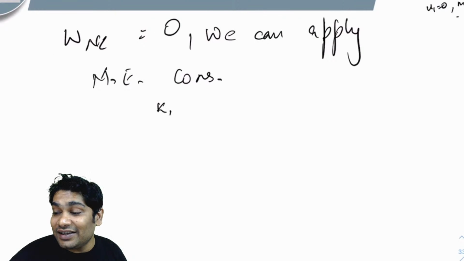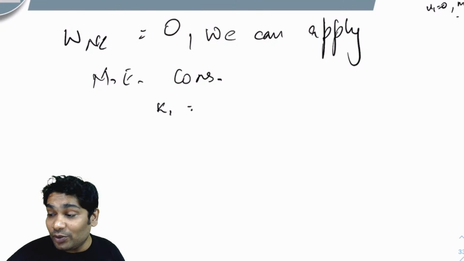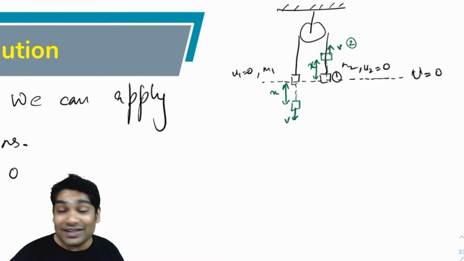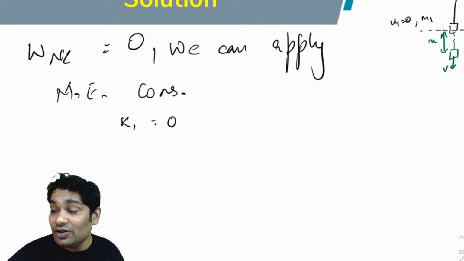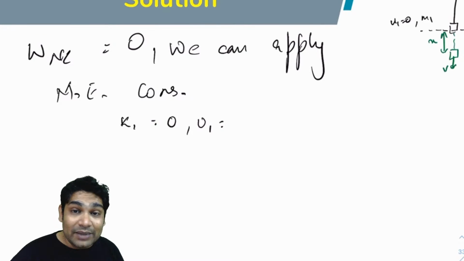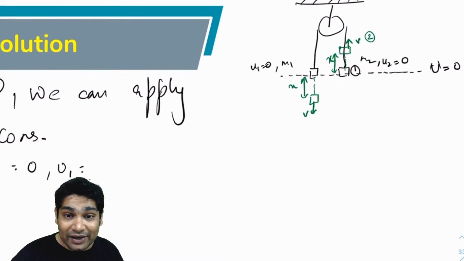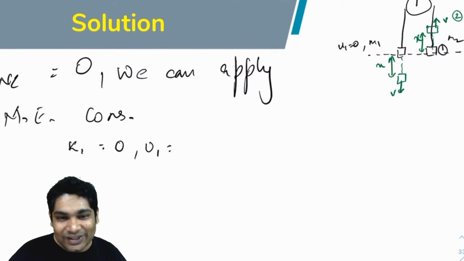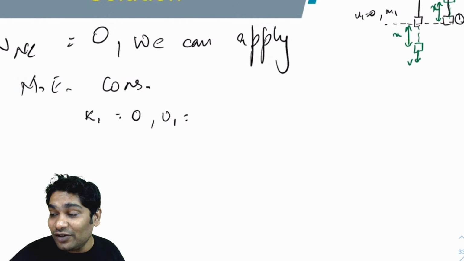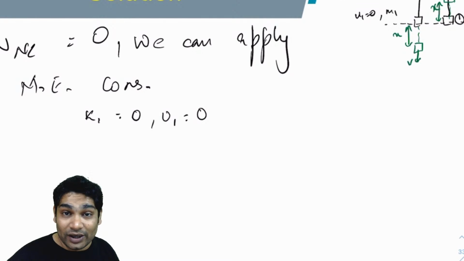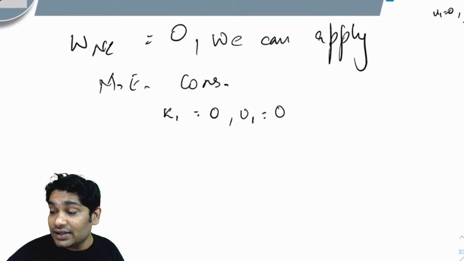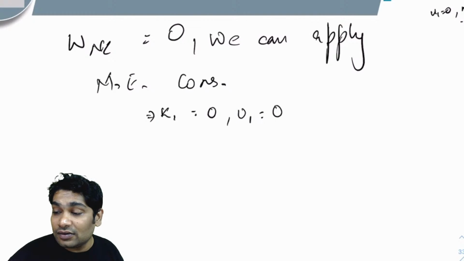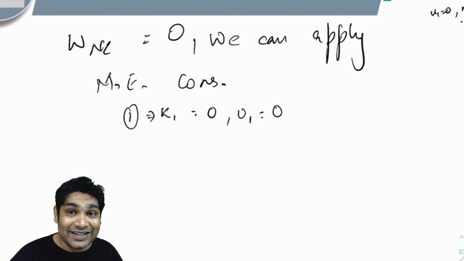Alright, so let's start writing our energies. What is K initial or K1? K1 would be 0. Why? Because both the masses were at rest. What about U1? Both the masses are at the 0 reference level. So U1 will also be 0 for both the blocks. Alright, so in situation 1, I can write my K1 as 0 and U1 as 0.